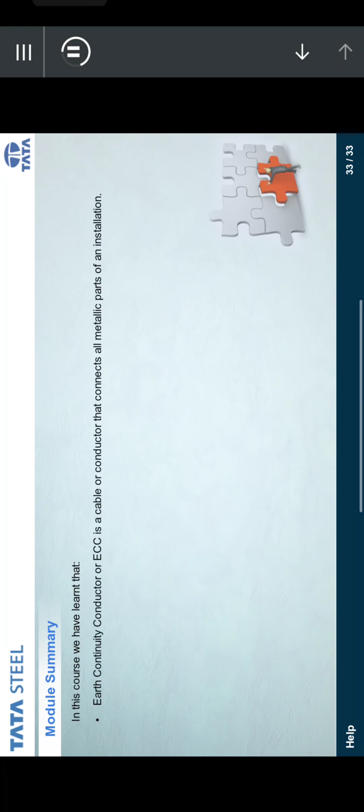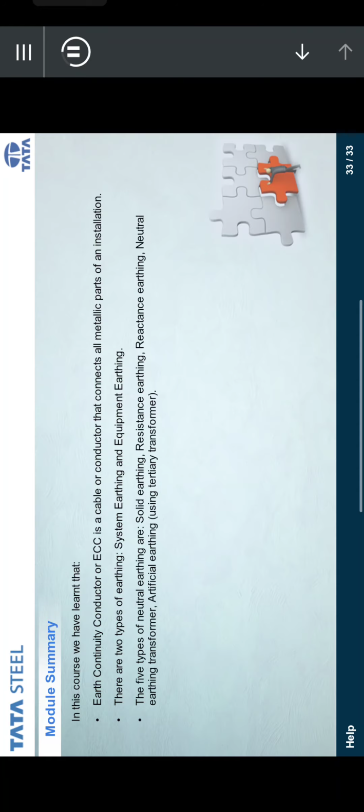Earth continuity conductor or ECC is a cable or conductor that connects all metallic parts of an installation. There are two types of earthing: system earthing and equipment earthing. The 5 types of neutral earthing are solid earthing, resistance earthing, reactance earthing, neutral earthing transformer, and artificial earthing using a tertiary transformer.